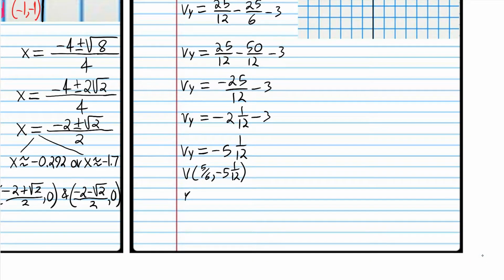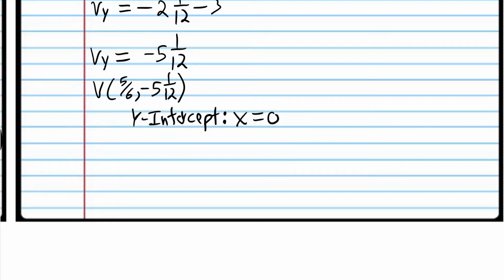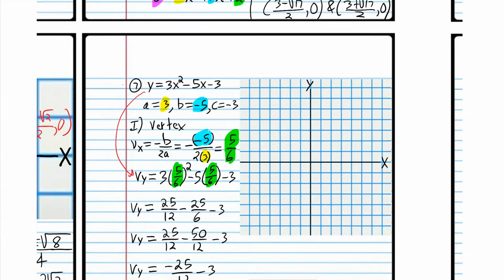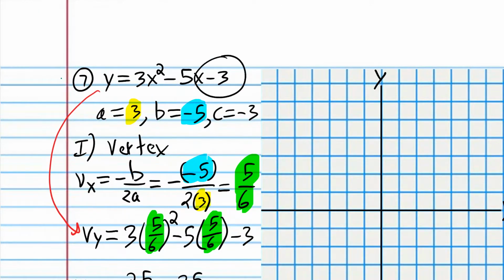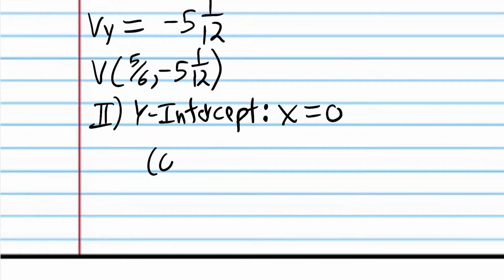So now we're going to find the y-intercept by letting x equal 0. And whoops, I forgot to write this step. That's step number 2. And of course, if we let x equal 0 in a standard form quadratic, then this number here is always the y-intercept. So the y-intercept is 0, negative 3.